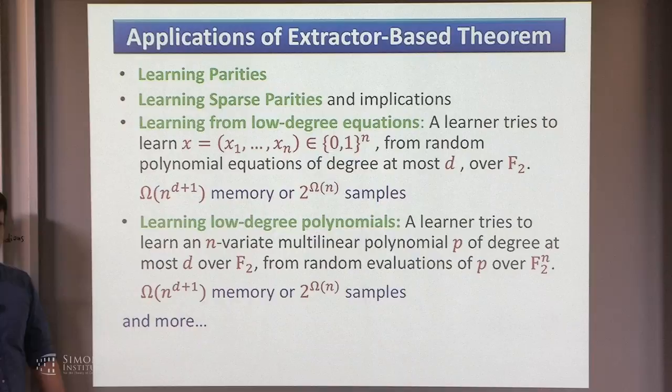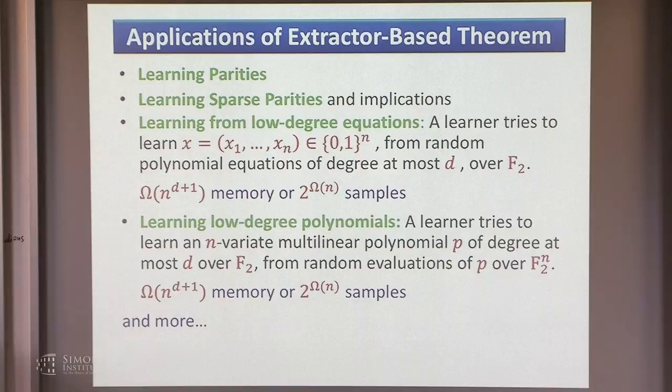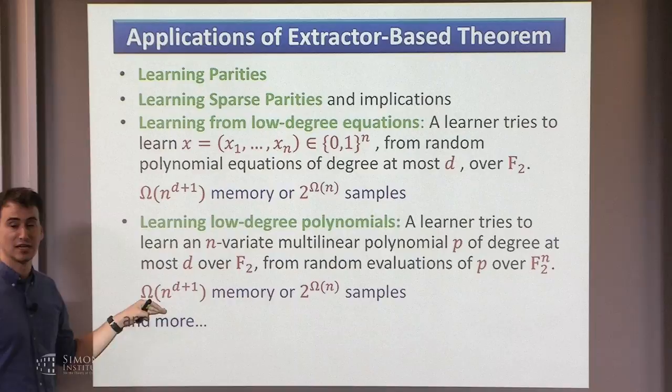And basically, you can also do it by the Occam razor. So basically, you can just store n to the d equations and figure out what is the right polynomial. So you can also do it efficiently with n to the d plus 1 memory. If you want a little bit less than that, you'll need an exponential number of samples.